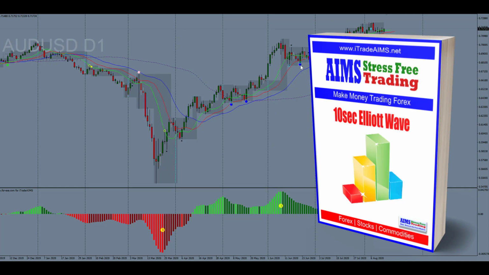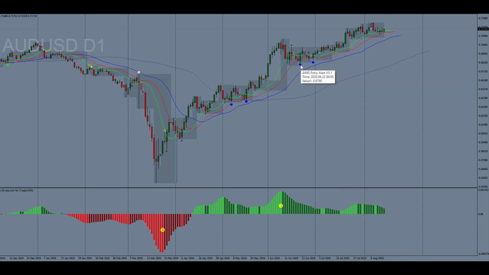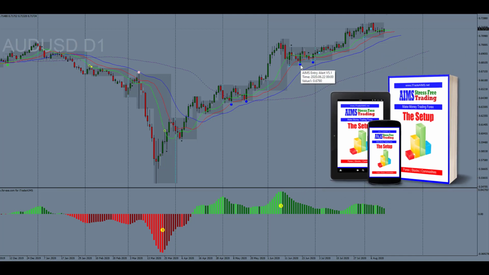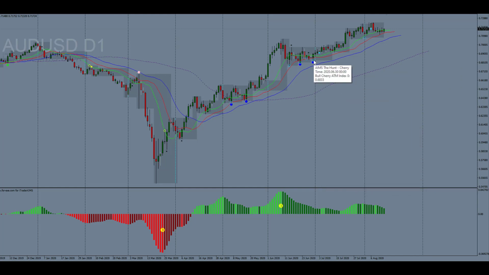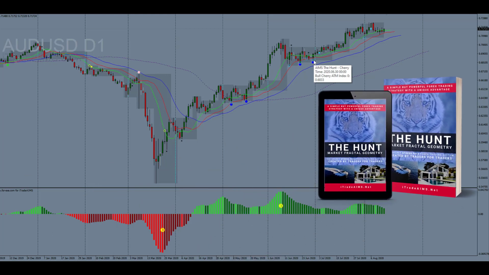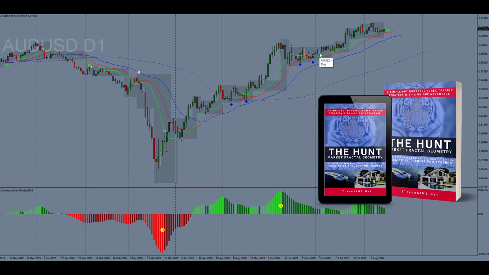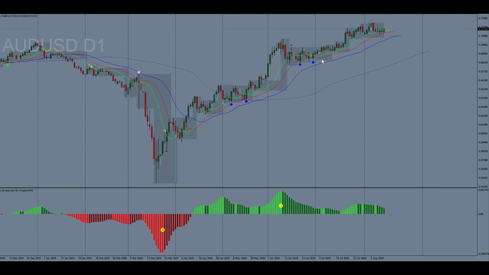The dots that you see are AIMS entry alert v5.1, which we use with the setup 1. We have a book on this and a whole course about this. The little circles that you see are the entry signals of the hunt method strategy. This is the cherry signal, and these dots are the hunt method seed signals. More on this inside the members area.